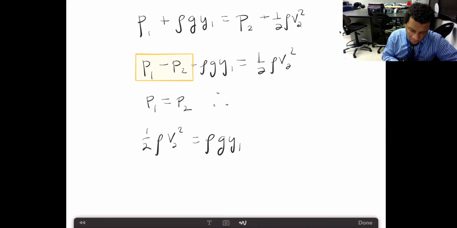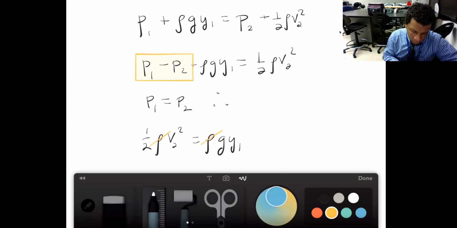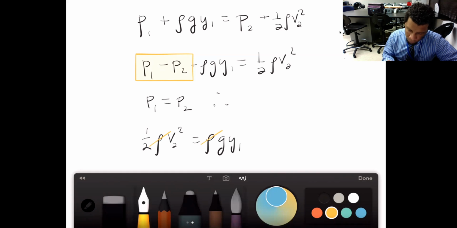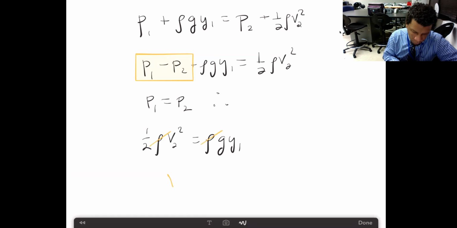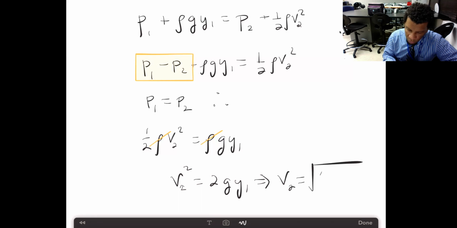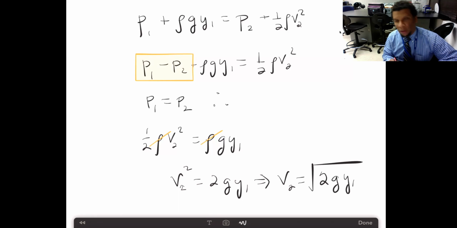So let's go ahead and solve for V sub 2. We see that we have rho's on both sides, so we can eliminate those. So V sub 2 squared equals 2gy1, which implies that V sub 2 is just equal to the square root of 2gy1. This is a familiar equation. We did this with the conservation of energy, all right?